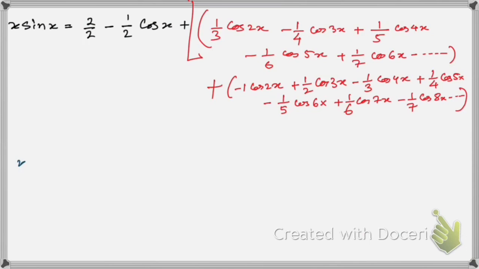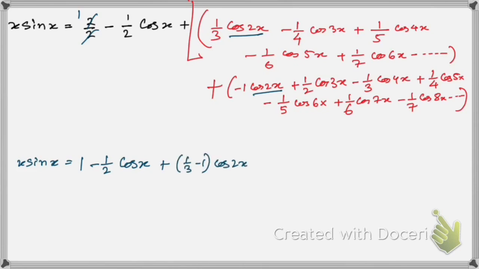Now you can see that x sin x, so 2 by 2 is equal to 1, right? Minus half cos x. So what if you take common cos twice x, then you're gonna have 1 by 3 minus 1 cos twice x. Then if you take cos thrice x common, then you're gonna have minus 1 by 4 plus 2 cos thrice x.